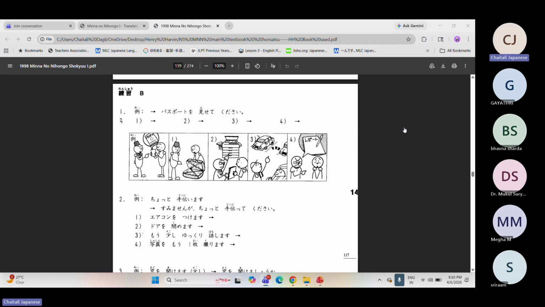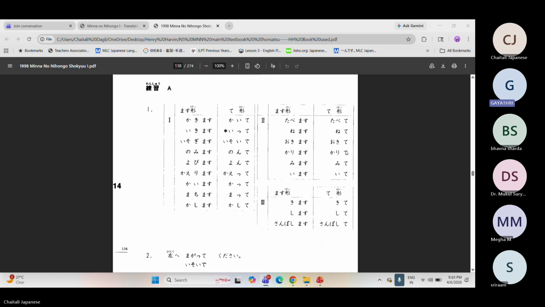Yes, Gayatri. Yes, Sensei, I have a small confusion. Yeah, go ahead. For the okimas, in the second group, for that e sound we remove the masu and put the te. Yeah, correct. I'm sorry, your voice is breaking. Am I audible now, ma'am? Yeah, go ahead.